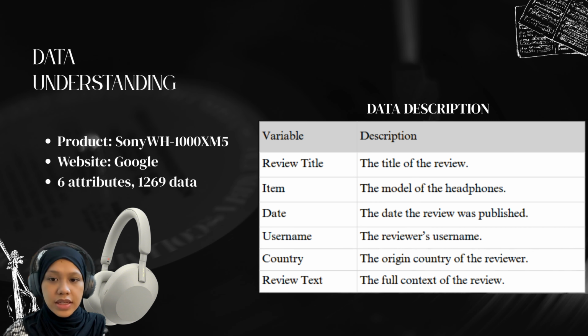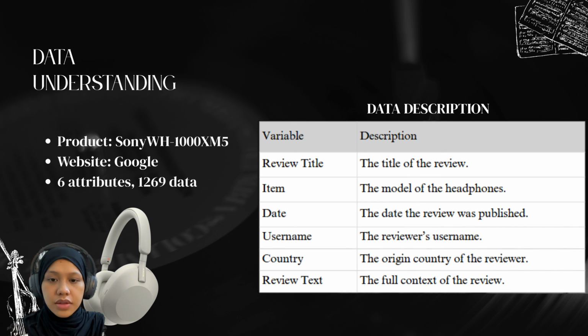First, we will look at the data understanding. The product that we chose is the Sony WH-1000XM5, and the website is from Google. And then we obtained 6 attributes and 1,269 data. And this is the data description.